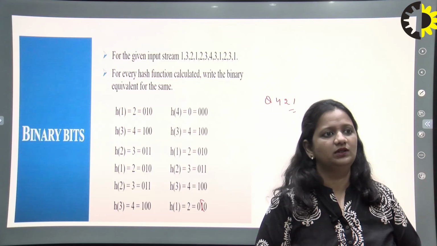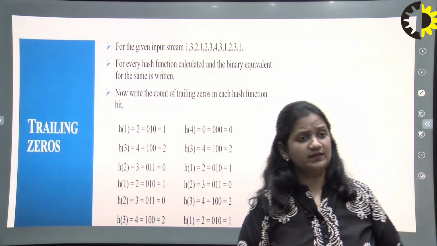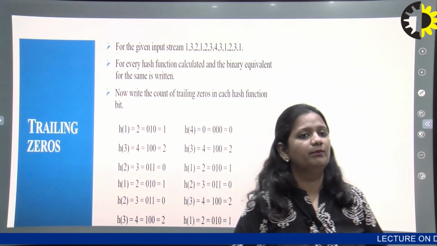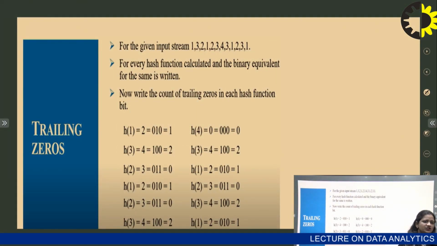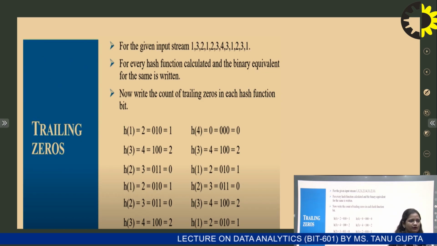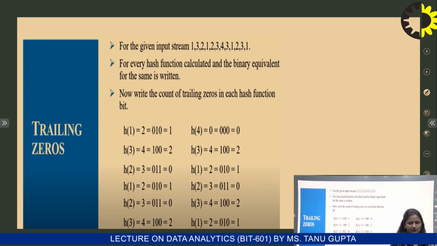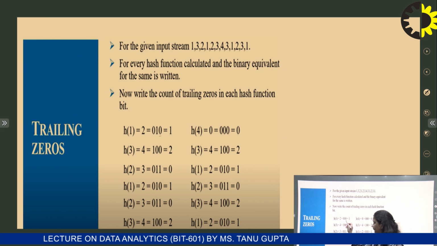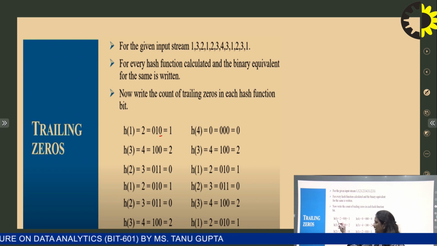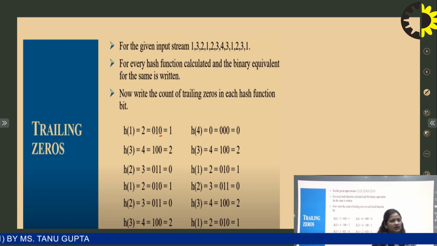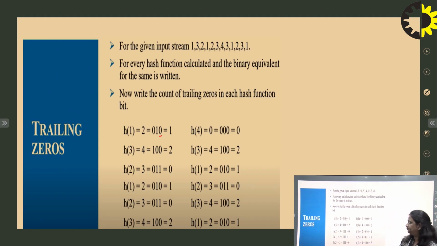Now, comes the third step. The third step is to count the number of trailing 0 for each hash function. So, in this step, we have to count the number of trailing 0 for each of the hash values. Now, for x is equal to 1, this is a hash value. We already converted it in the previous step into this binary number. Now we have to count the number of trailing 0.